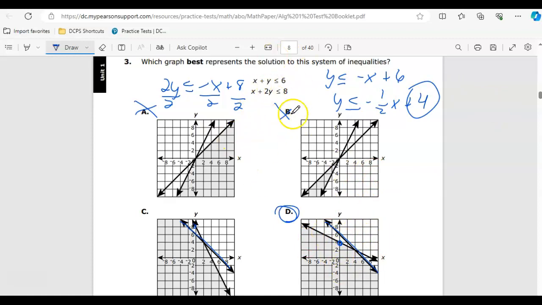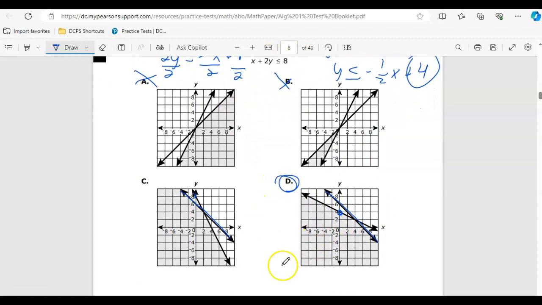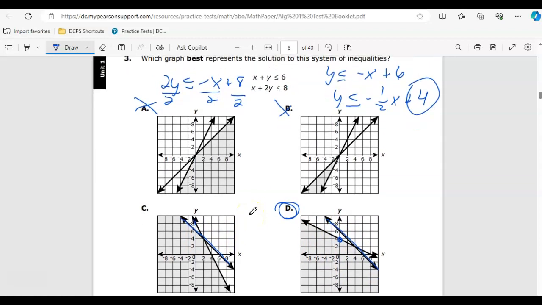In this case, you didn't really even need to worry about shading. You really just needed to make sure that your lines were correct and that those y-intercepts were correct, because these are two different ones. And remember too, you can always test a point, right? Both of these would have our 0, 0 be true, and 0 plus 0 is less than or equal to 6, and 0 plus 2 times 0 is also less than or equal to 8. So the side that we shaded on seems accurate.